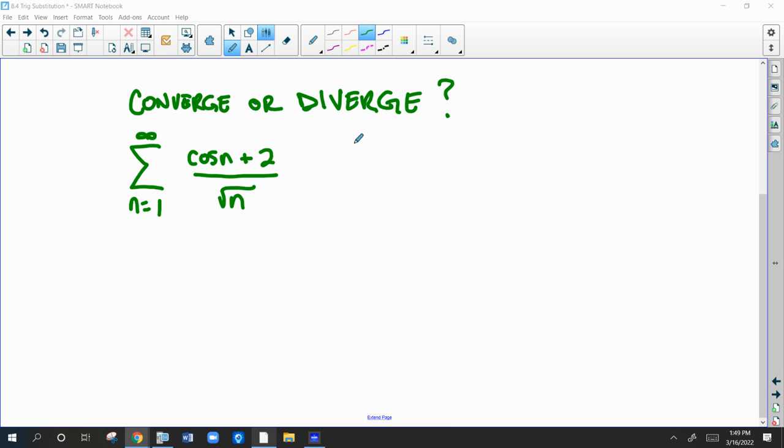So the best series to use for this one would be comparing it to 1 over the root of n, because we know that this is a convergent P series. So hopefully everything works out. That doesn't mean it's going to necessarily work out, but we now have to compare the size of these series. So we need to figure out which is greater, 1 over n to the 1/2 or cosine n plus 2 over n to the 1/2.